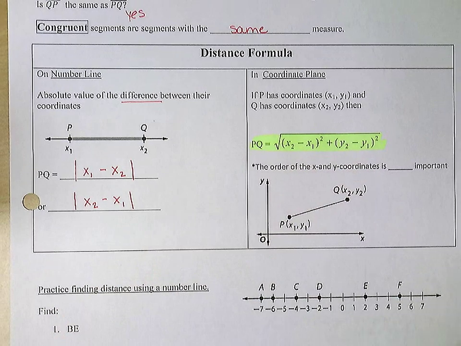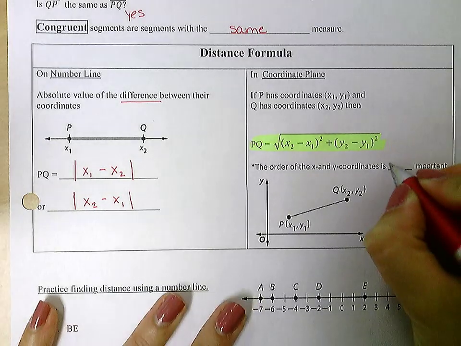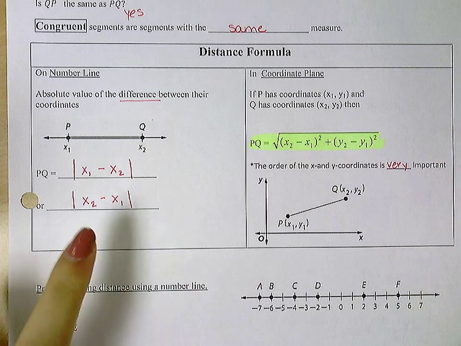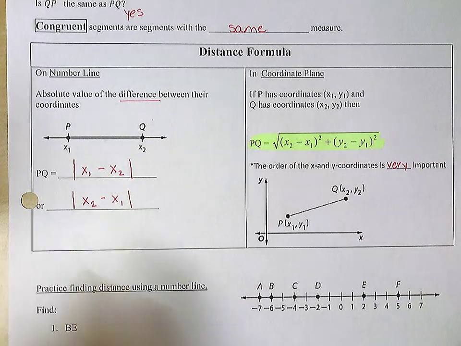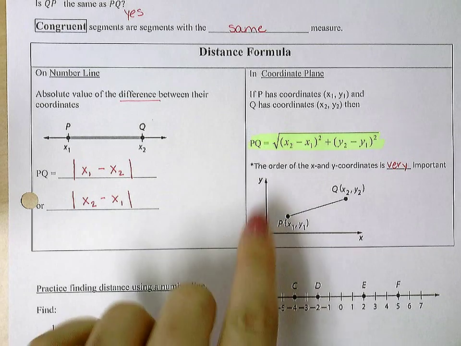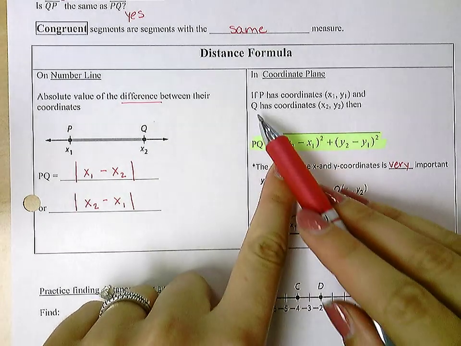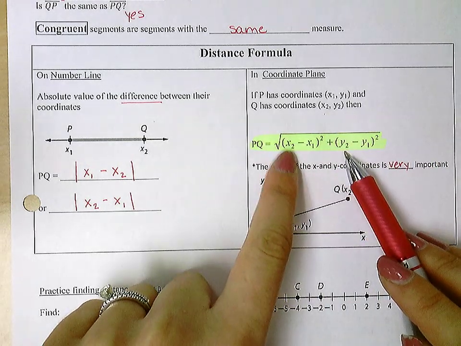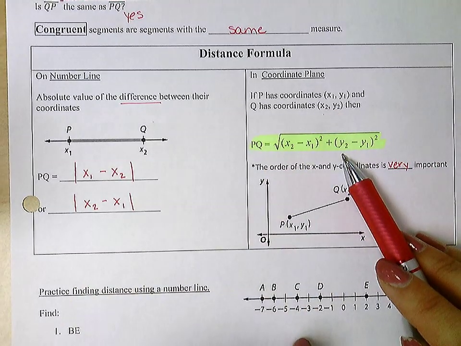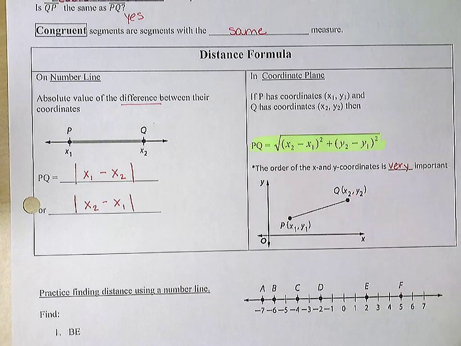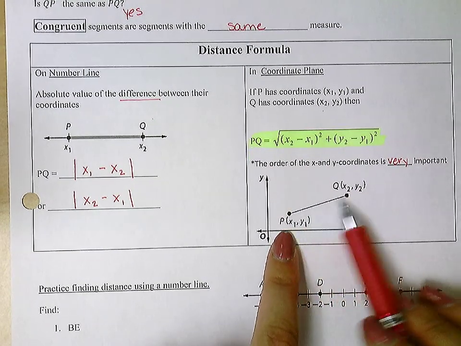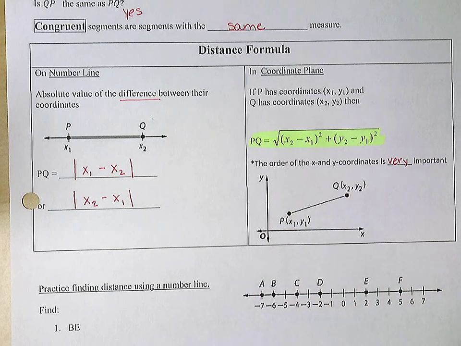Okay, the order of the x and y coordinates is very important. Okay, so your order here is important. Before on the number line, order didn't matter. Over here, your order is important. So if I start with point Q, using my x's, so x sub 2, I have to start with point Q with my y's then. Okay, so that's how that order is important. This is how it would look like on your graph. Okay, they are coordinate points, and you're just finding the distance between those 2 points.